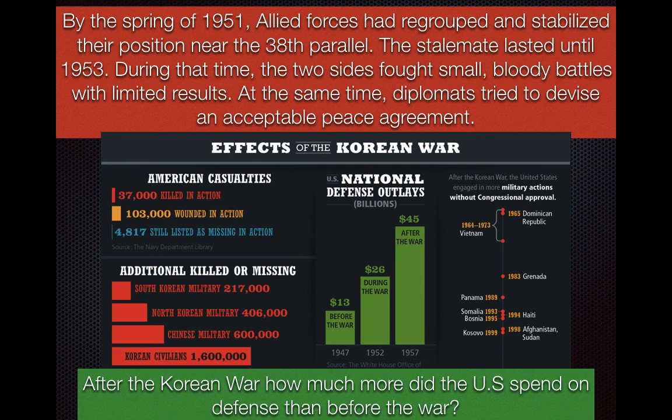By the spring of 1951, the Allied forces had regrouped and stabilized their position near the 38th parallel. The stalemate lasted until 1953. During that time, the two sides fought small but bloody battles with very limited results. No movement, really, is what that means. At the same time, diplomats tried to devise an acceptable peace agreement.